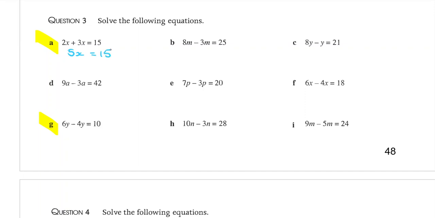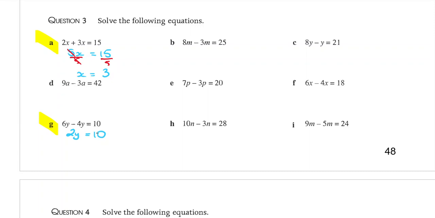Okay, now I can do my opposite. What's my opposite of this 5? Good, yes, divide. So let's go divide by 5, divide by 5. X equals 3 because 15 divided by 5 is 3. Let's try that again. 6y take away 4y. What's 6 take away 4? 2. That will be 2y equals 10.